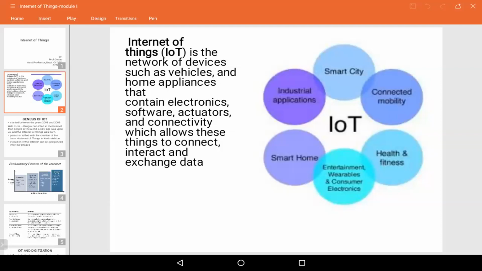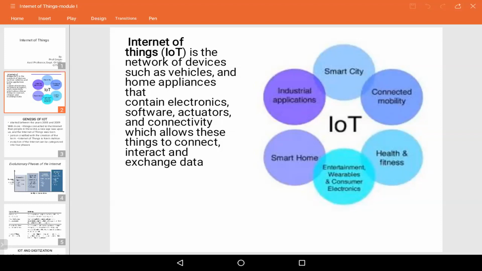What actually is the main definition of Internet of Things? We are trying to connect all the devices over the network. Okay, and what are these devices? There are examples of different Internet of Things. One, we have smart city, and one where IoT mostly enables our industrial applications. Okay, and connected mobility, where we try to connect the sensors. And next, health and fitness.